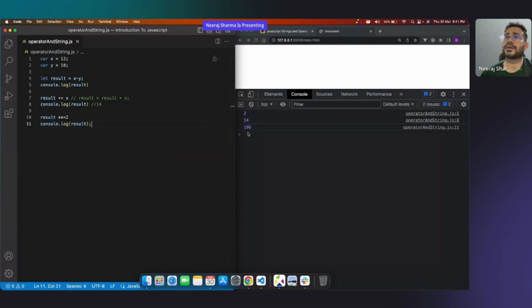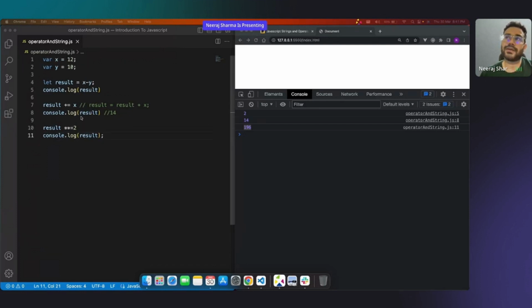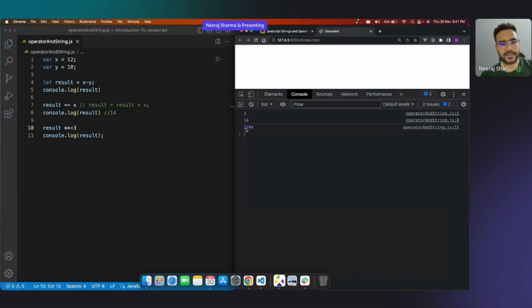So we got 196. What essentially did we do? We basically did the square. Whenever I use star star equals 2, it will basically multiply that item those many times. I said 2 times, so it did that. If I said 3 times, it would do 3 times multiplication, right? 14 multiplied by 14 multiplied by 14. I hope it is clear. Anyone has any doubt?